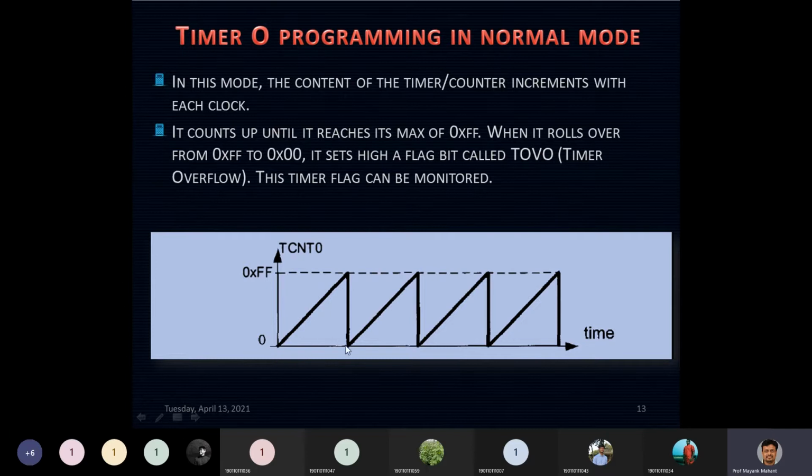So this will be exactly the maximum time duration it will take for the timer to go from 0 to FF. And what would be the time duration? That depends upon what prescaler you are selecting. Already we have talked about the prescaler. If there is no prescaler, then this is 255 times the time period of a clock. If it is divided by 8, then it is 255 times 8 times the clock period, and so on.